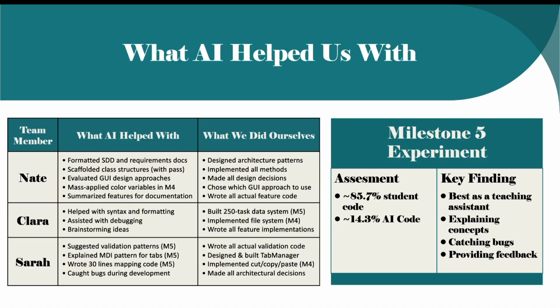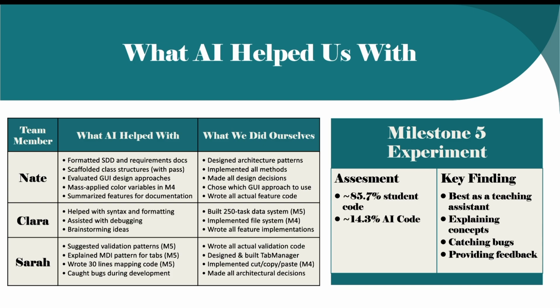Here are the next section of our slides showing how we collaborated, made solutions to challenges, and achieved our goals with this project. Now let's talk about our AI use. Our whole team used AI in this project, but in very specific and controlled ways. For Nate, he mostly used AI for documentation and formatting, such as generating class scaffolds with pass or helping apply color variables quickly. But he designed our entire architecture, explored all GUI options, and implemented every feature himself.